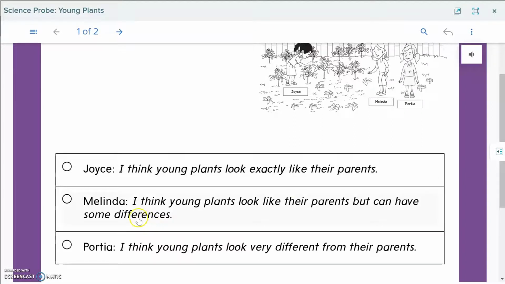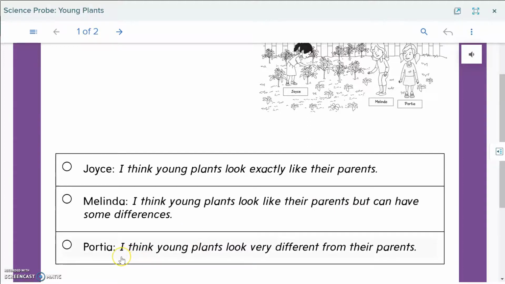Okay, now let's move to Melinda. Melinda is saying, I think young plants look like their parents but can have some differences. Is that true or false? Actually, it's true. Yes, the young plant looks like the parent, but they still have some differences.